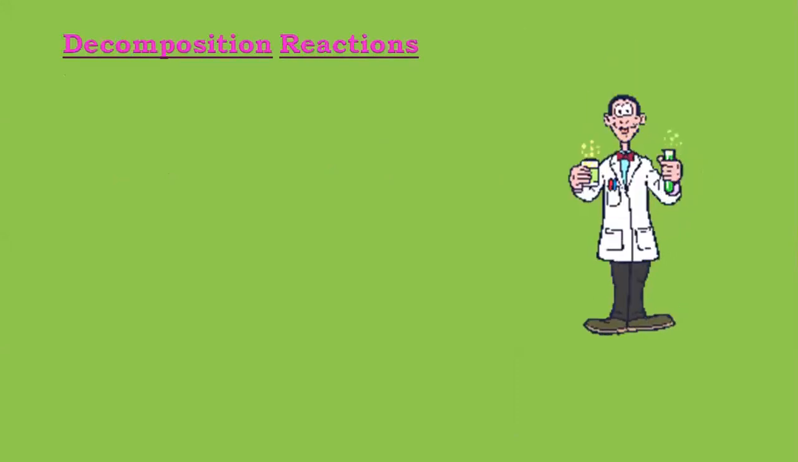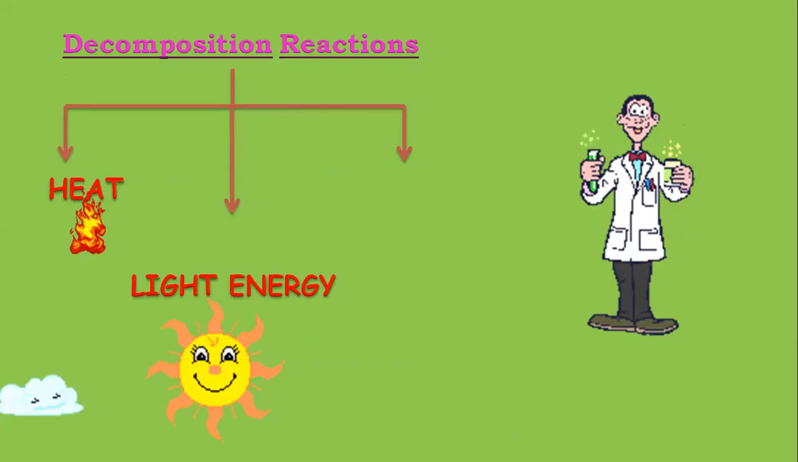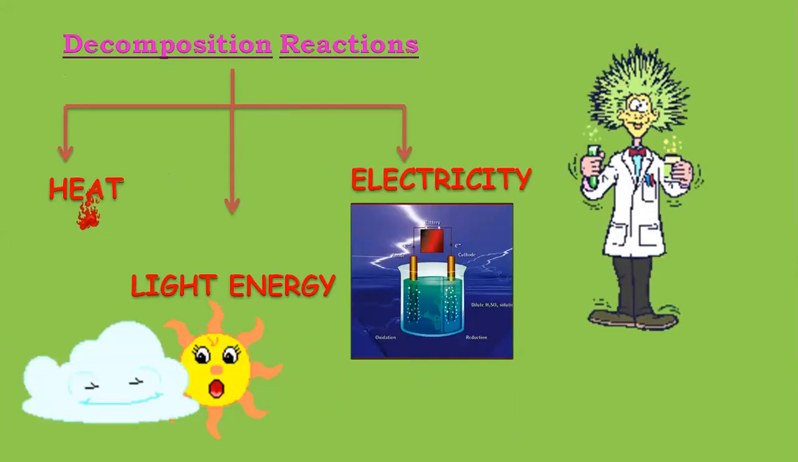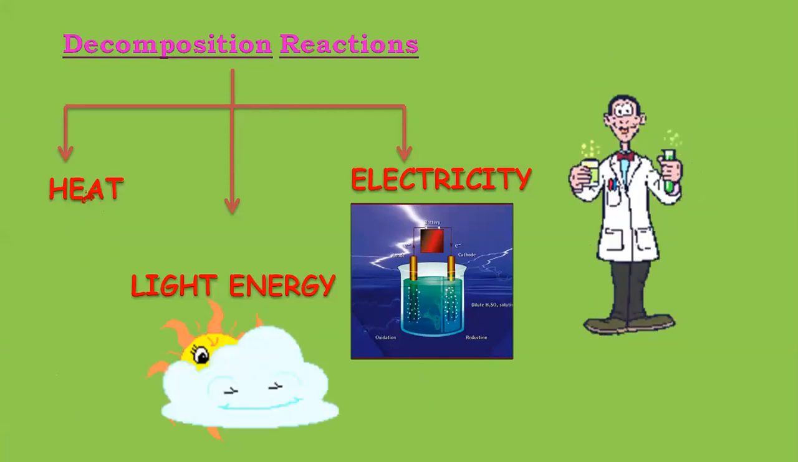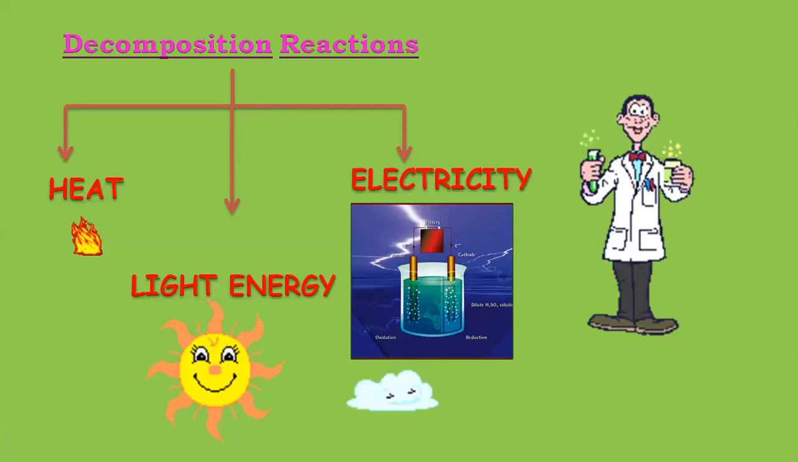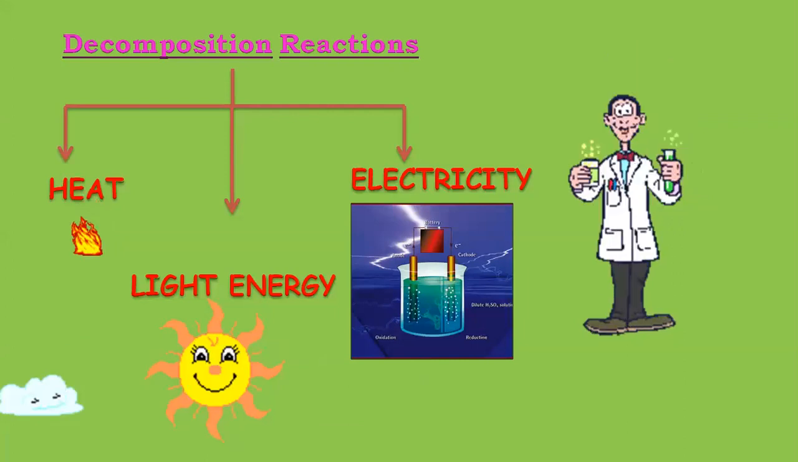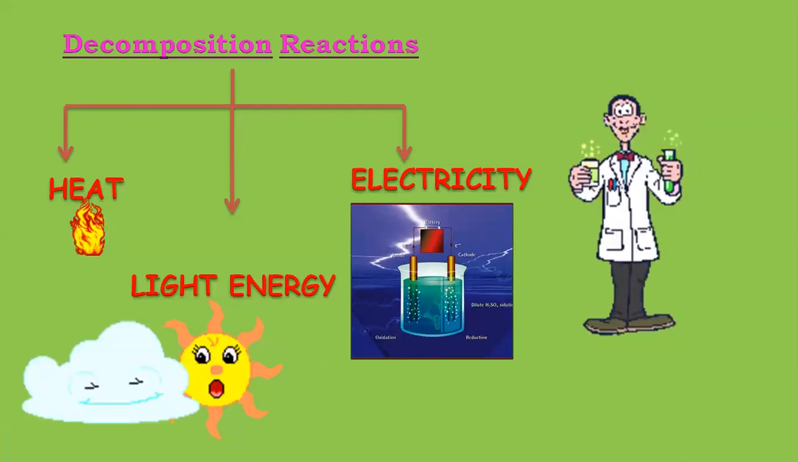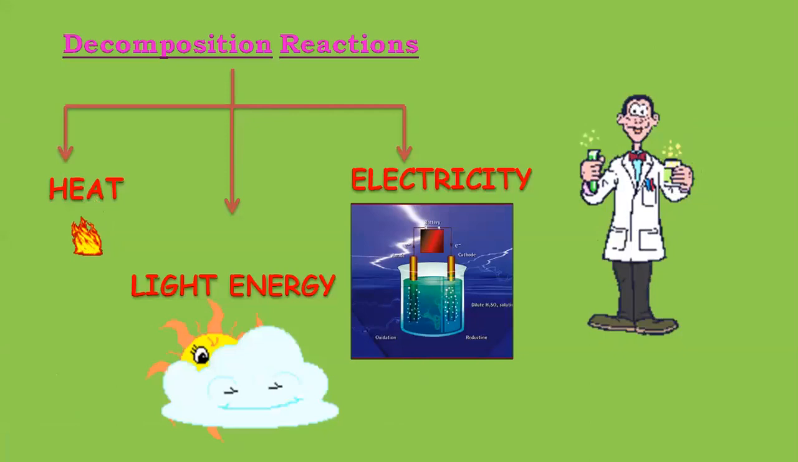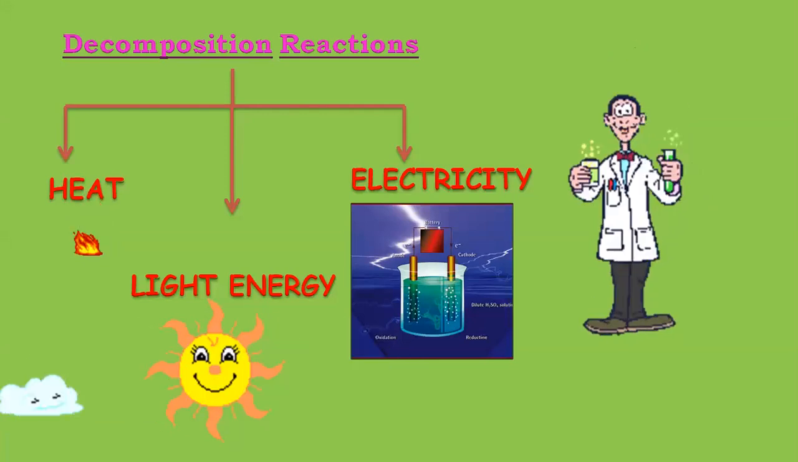So decomposition reaction takes place because of either of these three conditions, which can be either heat, light, or electricity. So what are the three conditions we are going to use for decomposition to happen? And I also want you to write this, my dear students. Decomposition reactions happen because of these three conditions, which can be either heat, light, or electricity.